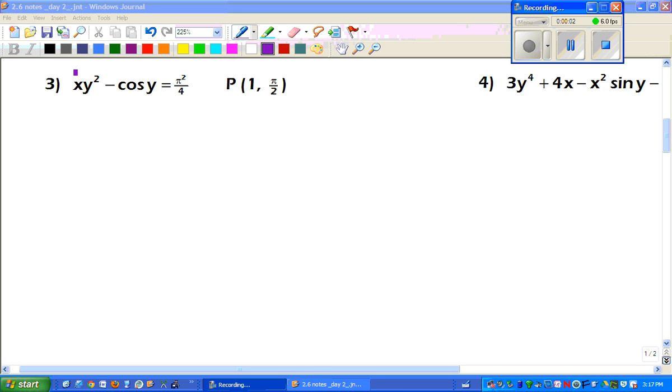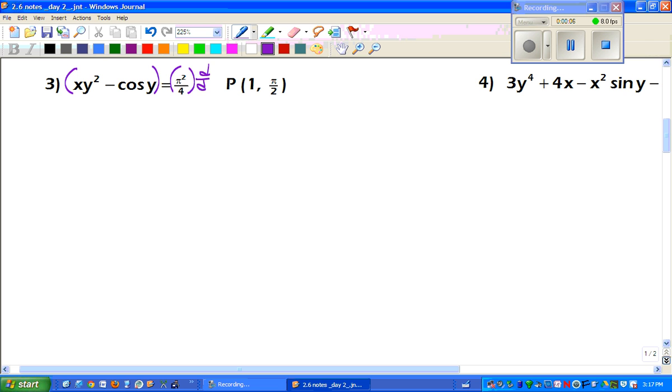Right, number 3, we're going to take the derivative of both sides since we can't get y on one side by itself. We can't solve for it. We just take the derivative of everything as it is. So on the left side, again, kind of like number 2, we have x times y squared. We need to use product rule because those are being multiplied.